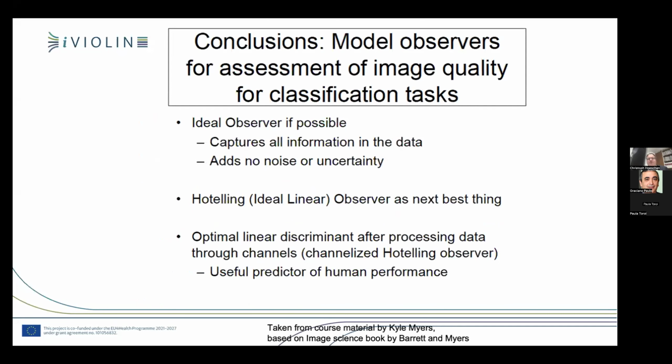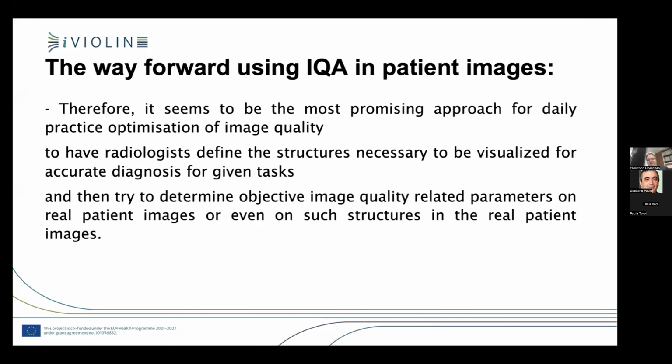So therefore, people are using, for example, the Hotelling ideal linear observer as the next best thing, or an optimal linear discriminant after processing data through channels, the so-called channelized Hotelling observer. These are useful predictors of human performance, but it is still not a completely overarching task because it's not referring in all cases to real clinical images.